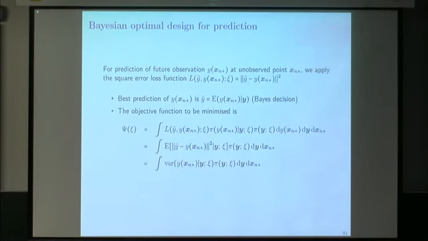In our approach, we choose the square error loss function, given here, and we need to find the Bayes decision, which now is given by y hat, and it's going to be the best prediction, given by the mean of the posterior predictive distribution. So we evaluate the loss at the best prediction, and we end up with our objective function being the variance of the posterior predictive distribution averaged across the unknown data and the prediction points, x n plus.